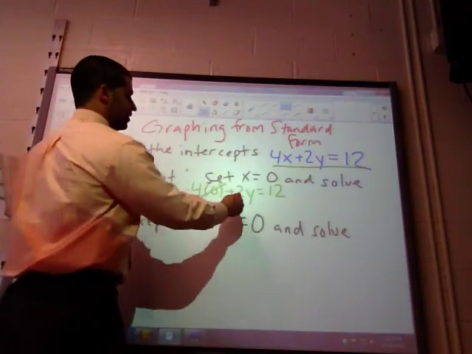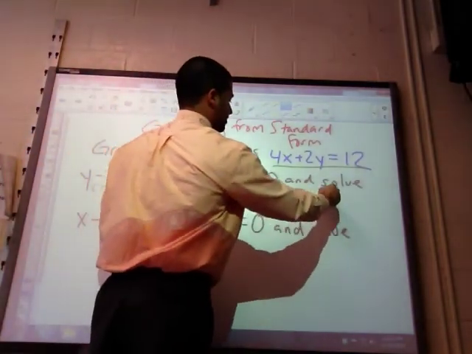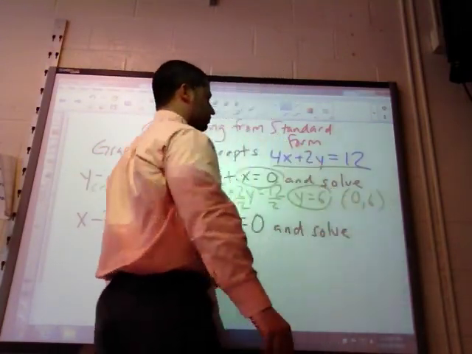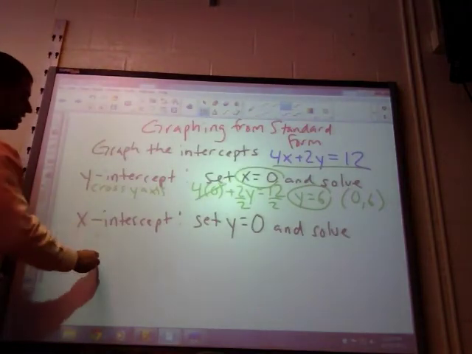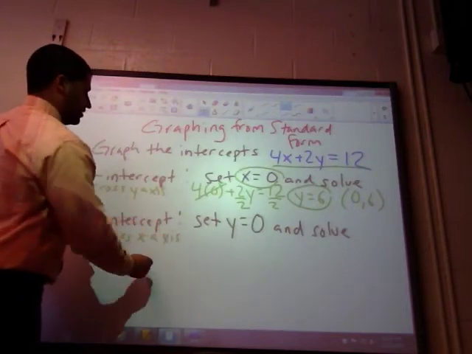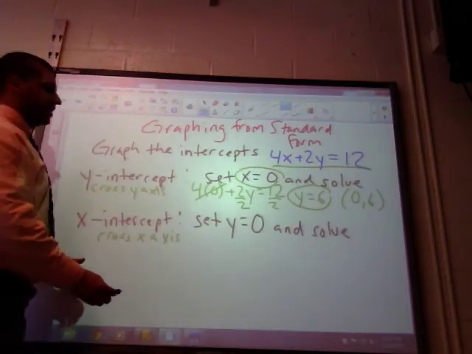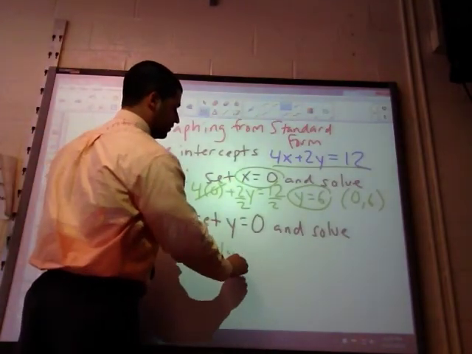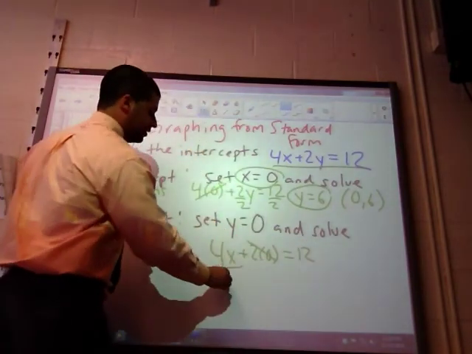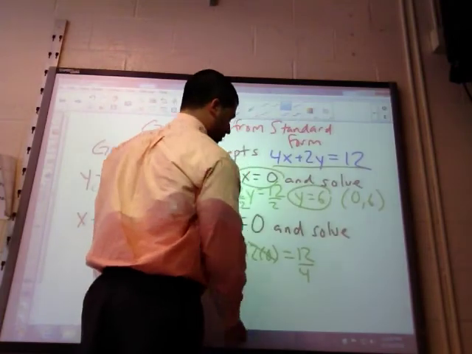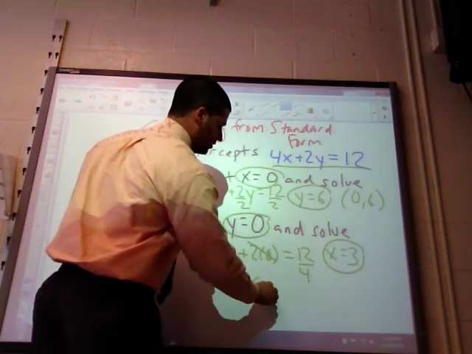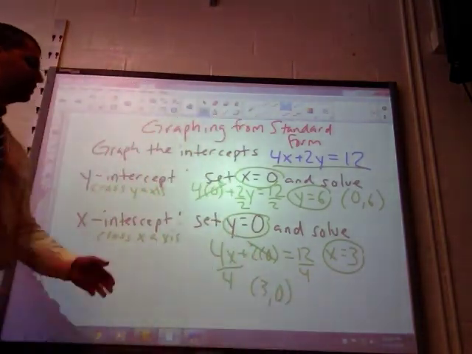Okay, so 4 times 0 is 0. Just divide by 2 now, and y equals 6. So we have a coordinate, x equals 0, y equals 6. Let's try the same thing for the x-intercept, where we cross the x-axis. And the horizontal line that makes up the x-axis is the equation y equals 0. So of course we plug in 0 for y. 4x plus 2 times 0 equals 12. 2 times 0 is 0, and divide by 4 what's left, and x is 3. We have another ordered pair: 3, 0, right? Because x is 3 and y is 0.